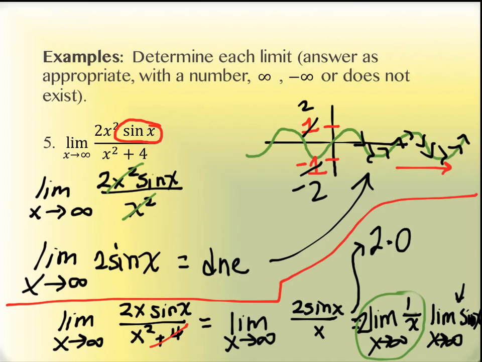And then this piece does not have a limit, but it does bounce up and down between 1 and negative 1. But notice that means we're multiplying 2 times 0 times some number between negative 1 and positive 1. I don't care what it is. This is a very interesting one. This actually becomes 0.